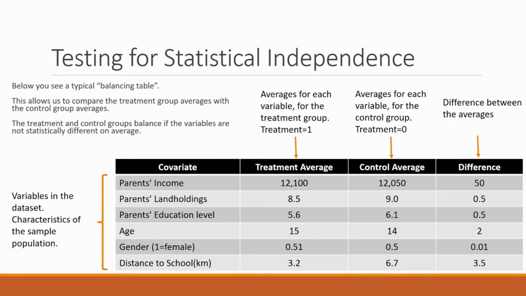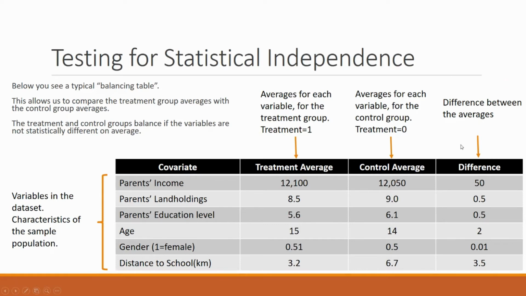So we're comparing these two populations, and we want to see, are these two populations the same or are they different? If the two populations are the same on average, that is evidence of statistical independence. That is evidence that we are able to identify an unbiased treatment effect. That is evidence that we will not have omitted variable bias. If the treatment group and the control group are not the same, that would suggest that we do not have statistical independence, which means we still might have omitted variable bias in our regression.